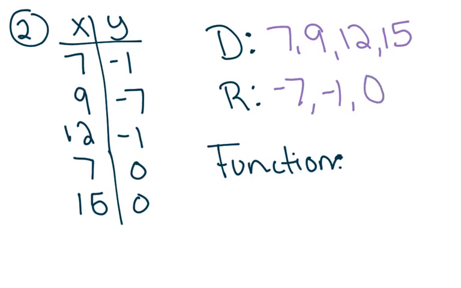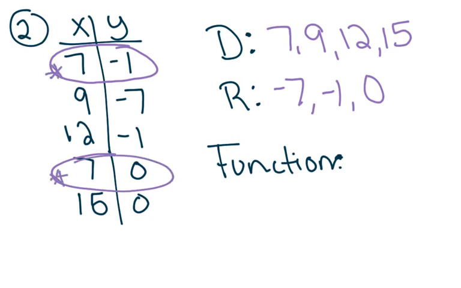All right, so is it a function? Well, on here I'm noticing that I have 7 to -1, and I've got 7 to 0. So I've got two x values that are the same, and they're going to different y values. Okay, so the answer would be no, it's not a function, because again, it can only have one x value goes to one and only one y value, but I've got a duplicate.